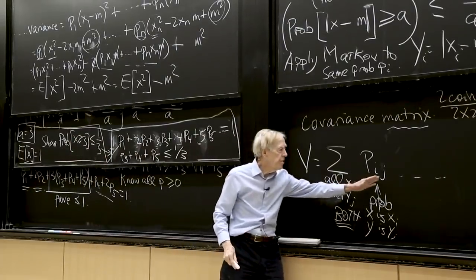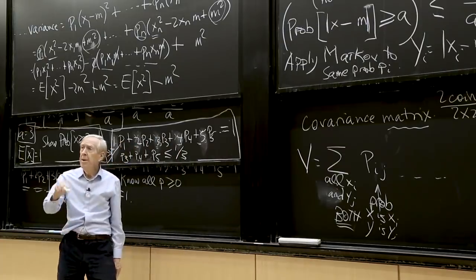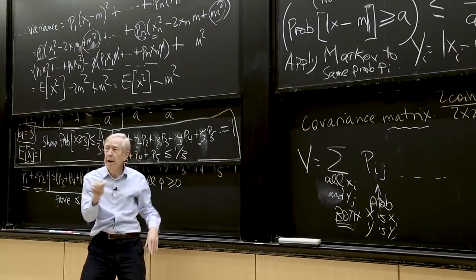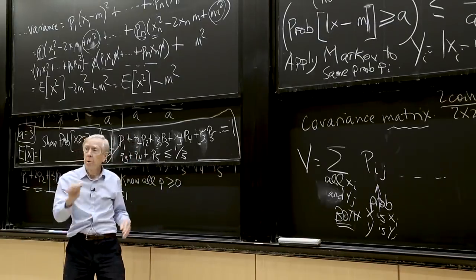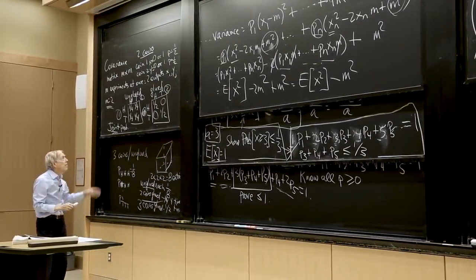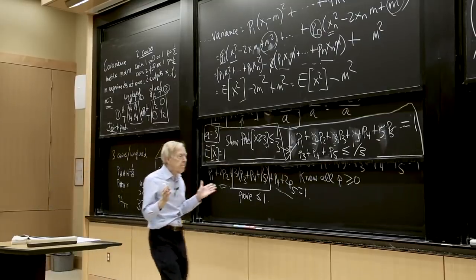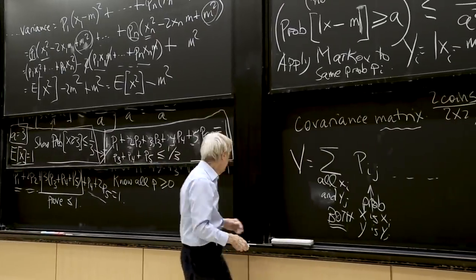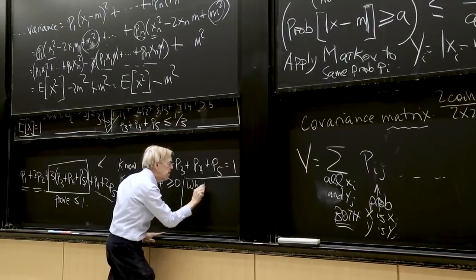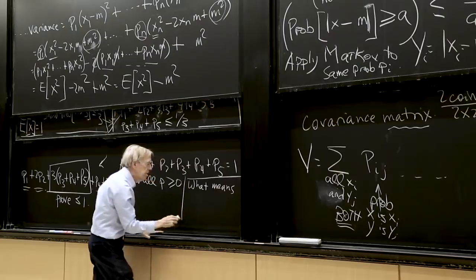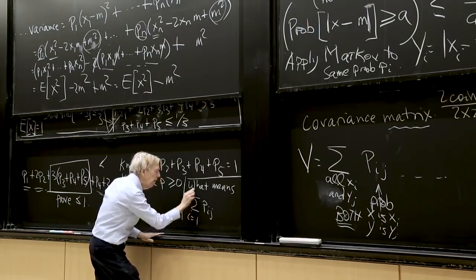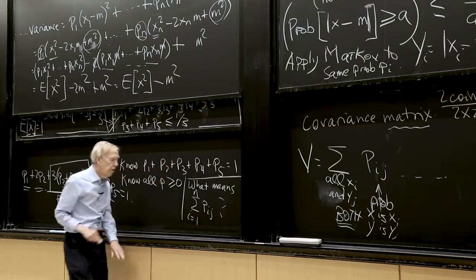Suppose that I take these Pij's and that I add up P1j plus P2j plus P3j. In other words, I sum the Pij's over i. So I'm looking at a row of my matrix. So let me ask the question. What's the meaning of the sum of Pij over the i's? What does that quantity look like?